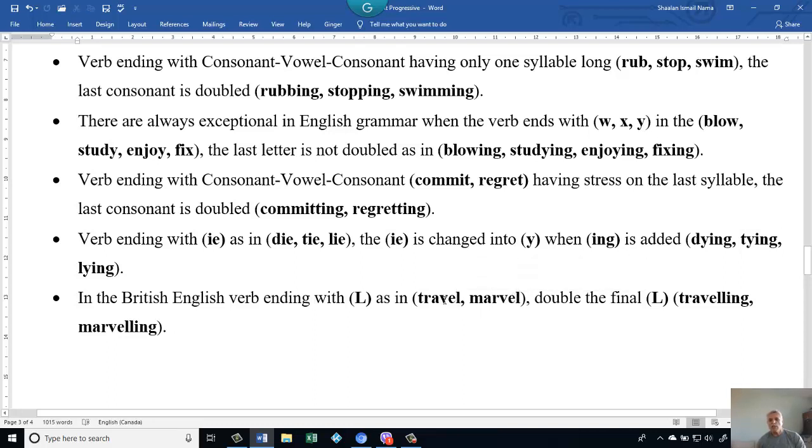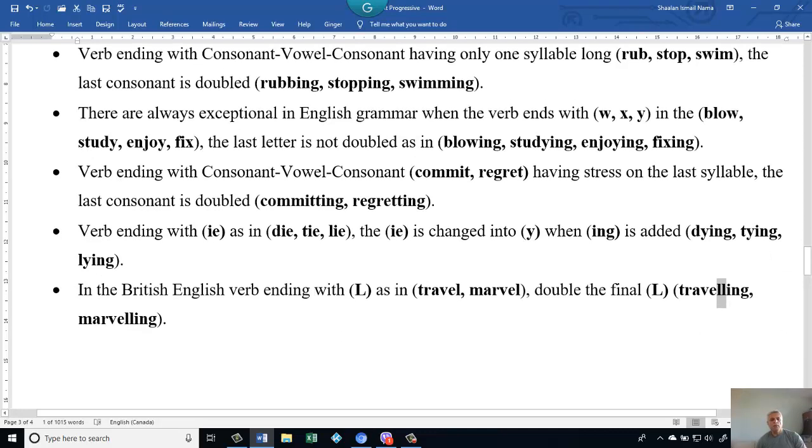In British English, verb ending with L, as in travel, the last L, or marvel. Whenever you see consonant, vowel, consonant, same thing here, consonant, vowel, consonant. In British English, then we double the last L. For example, we say travelling, you see here we double the L. Marvelling, also we double the L.